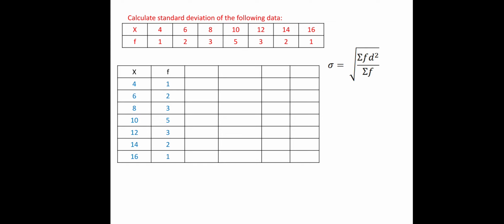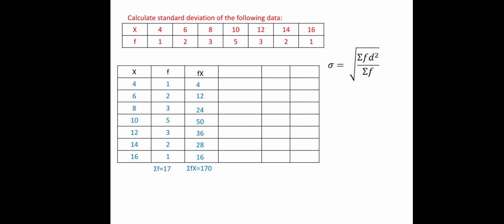Next we need to calculate summation of f, so you need to sum up all these values of f and we'll get summation of f is equal to 17. Next column is for fx, so you need to multiply f with x. So 1 into 4 is 4, 6 into 2 is 12, 8 into 3 is 24, 10 into 5 is 50, 12 into 3 is 36, 14 into 2 is 28, 16 into 1 is 16. Fine. Next, summation of fx is 170. Okay, so we got f, summation of f, fx and summation of fx.